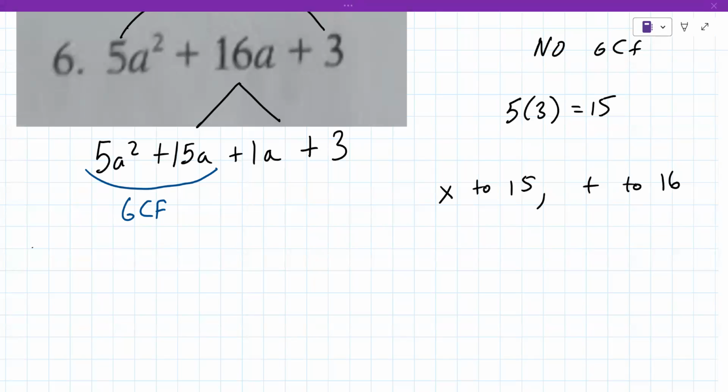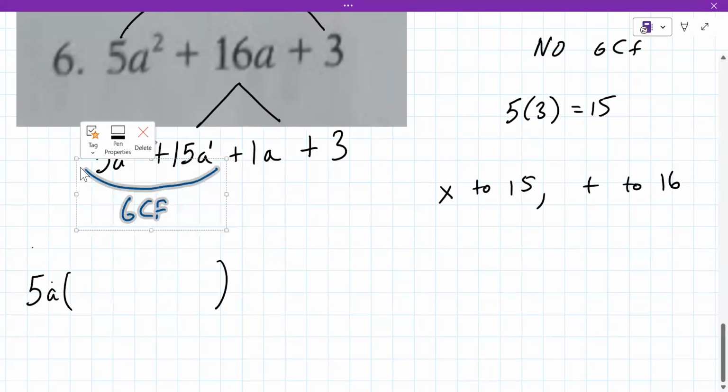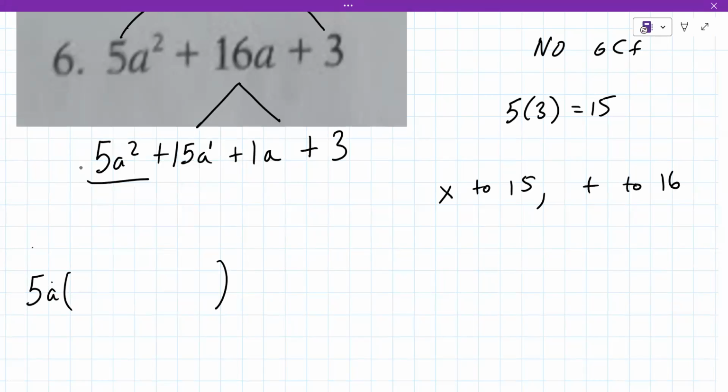You seem uncertain. Do you have a calculator handy? Okay, we'll just divide. Just 15 divided by 5. Does it work? Yes, it does. 3. There you go. 5 works. Now, between a squared and a, what's the smaller exponent? A to the power of 1. So now you have to divide both of these by 5a. All right, so please try to do that for me.